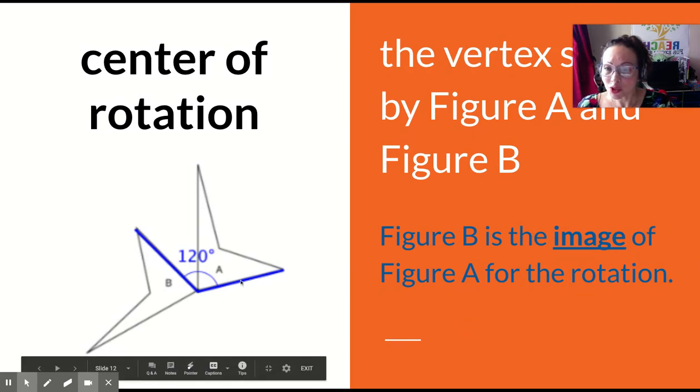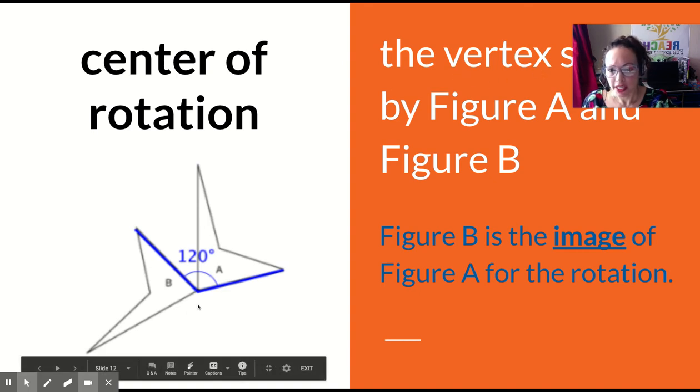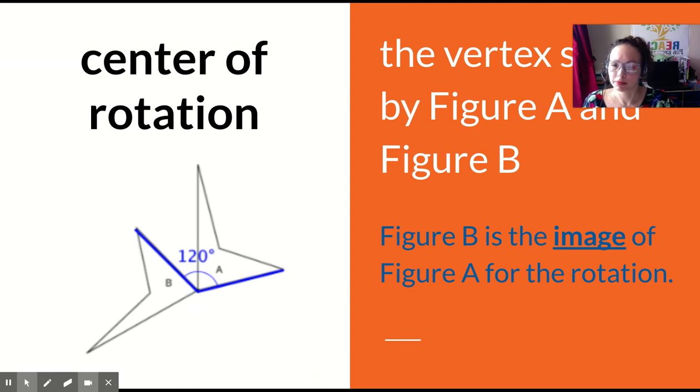So when we actually measure it, we can see we weren't that far off. 120 degrees is the actual measurement. A degree is the unit we use to measure an angle, okay? And the vertex, here's that word up here, is the word used to describe what we might call the corner.